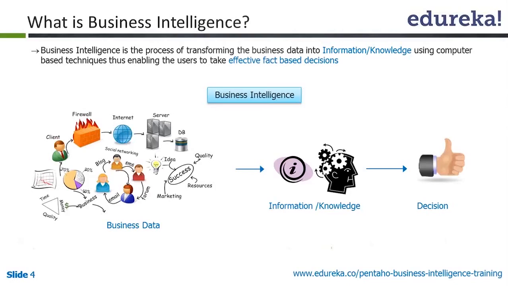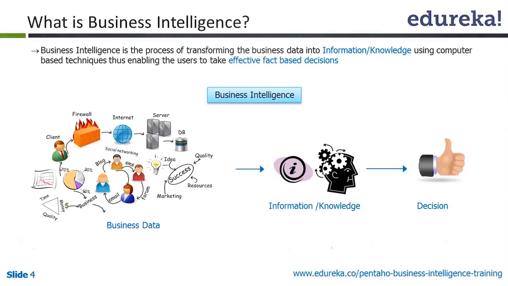Business intelligence is the process of transforming the business data into information and knowledge using computer-based techniques, thus enabling the user to take effective fact-based decisions. So business intelligence refers to the technologies and applications for the collection of business information or data, so that the organizations can take effective decisions.